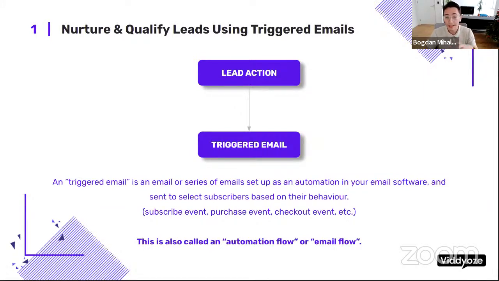A triggered email is an email or series of emails set up as an automation within your ESP. So that's your email service provider, for example, MailChimp or ActiveCampaign, and sent to select subscribers based on their behavior. So that can be a subscribe event, a purchase event, a checkout event, a website visit event, a page view, for example.